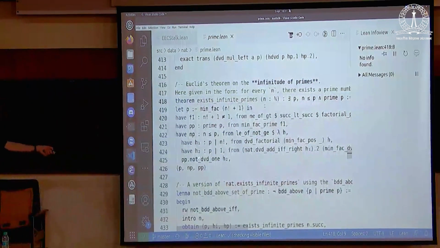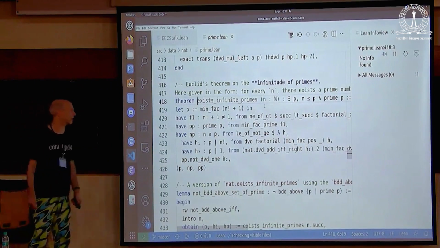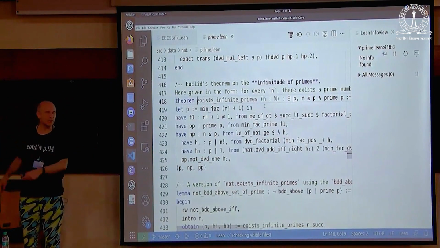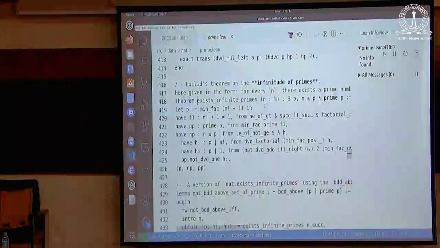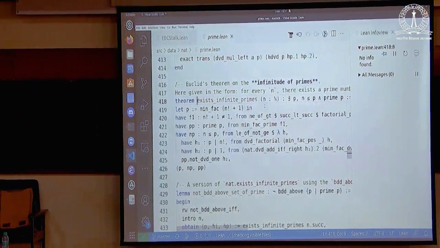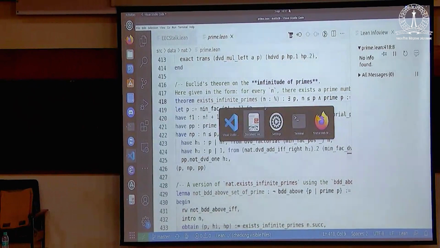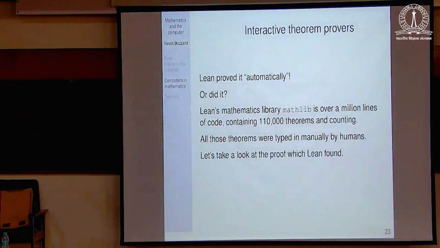So that proof was typed in by a human, right? It's just Euclid's proof again, but typed in by a human. So the computer didn't magically prove it, right? But a human proved it, and then the computer noted that a computer found it, but a human put it there.